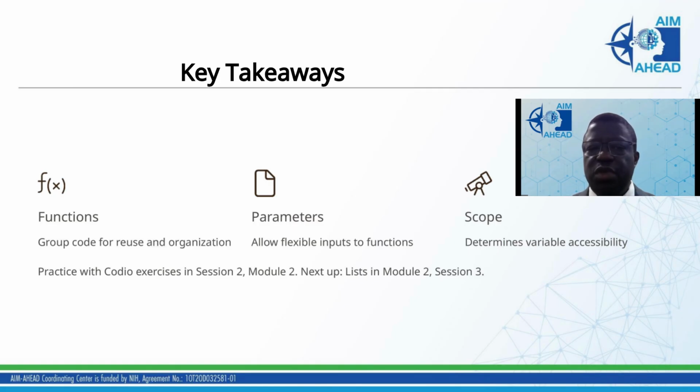Scope. Scope pertains to the accessibility of variables in your program. We will differentiate between global and local variables, underscoring how variable scope influences the functionality and management of your code. We encourage you to practice these essential concepts through the Codio exercises found in Session 2 of Module 2. In the upcoming session, we will explore lists, further broadening our understanding of data structures in R. Thank you for your attention.